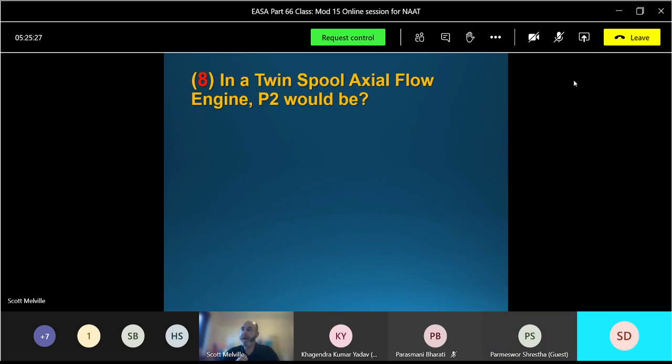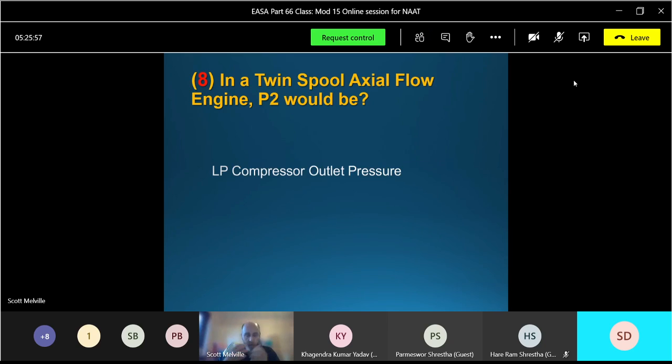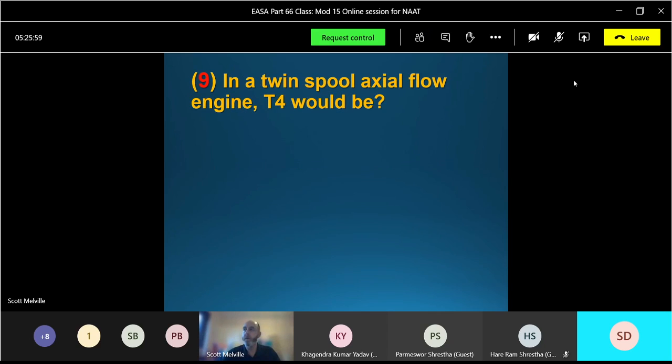In a twin spool axial flow engine, where would P2 be? So think of your annotations. If you want to draw a basic engine, yeah, there you go. LP compressor. Which part? Low pressure compressor. Yeah, which part of it? Outlet. Good. LP compressor outlet, good man. Yeah, in a twin spool, the back of the LP compressor, and then P3 would be the HP.